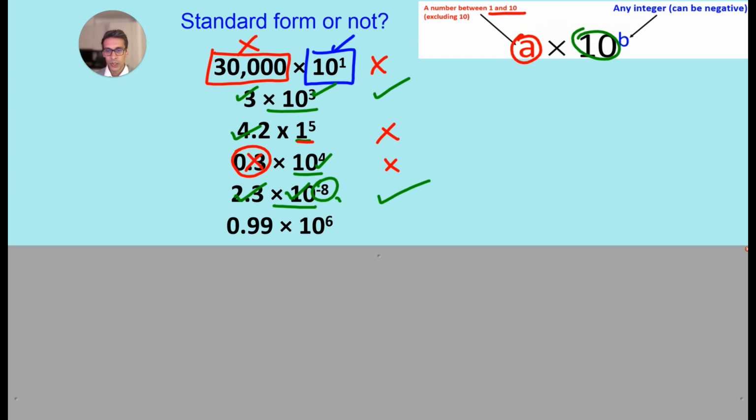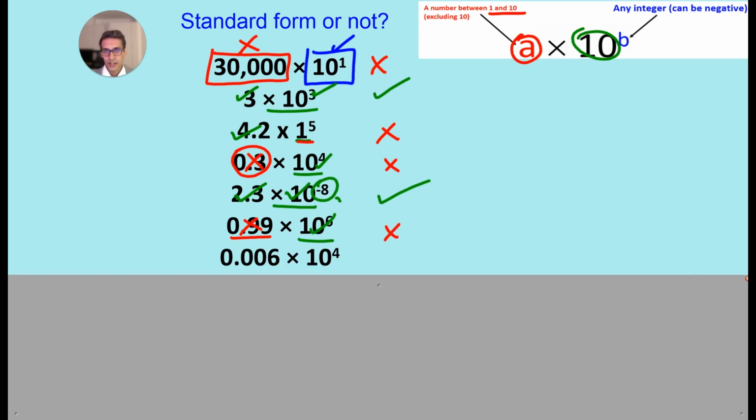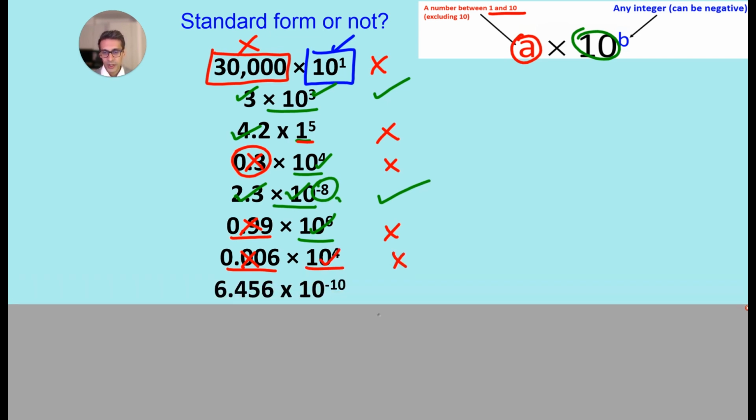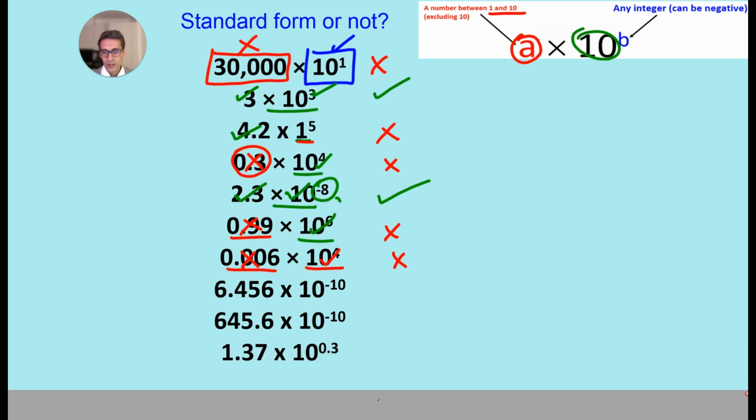Okay, next one, 0.99 times 10 to the power 6. Is this between 1 and 10? Nope. The rest of it is correct, but overall, no, not in standard form. Decide if this is true for the next one. So you may have spotted that this is not between 1 and 10. The rest of it is technically correct, but overall doesn't work. So have a go with the last 3 questions, and then I'll go through those with you.